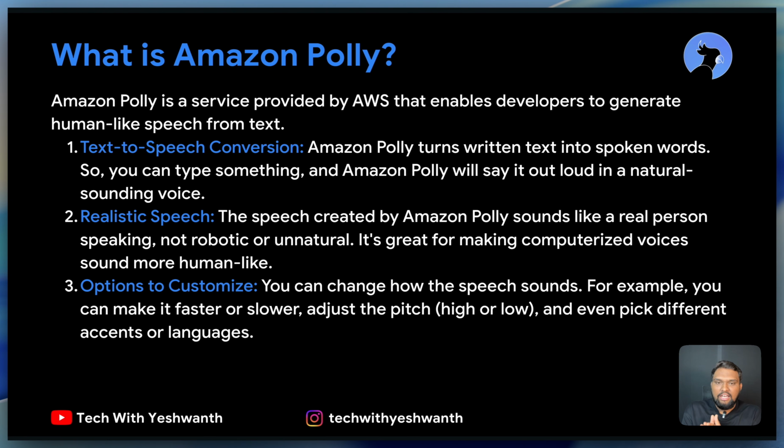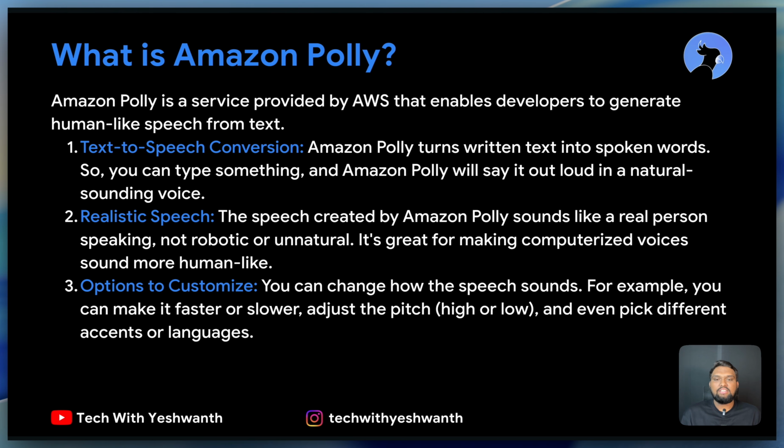Then you have realistic speech. The speech created by Amazon Polly sounds like a real person speaking, not robotic or unnatural. So it's great for making computerized voices sound more like humans. Third one is options to customize. You can change how the speech sounds. For example, you can make it faster or slower, or adjust the pitch, high or low, and you can even pick different accents and languages.